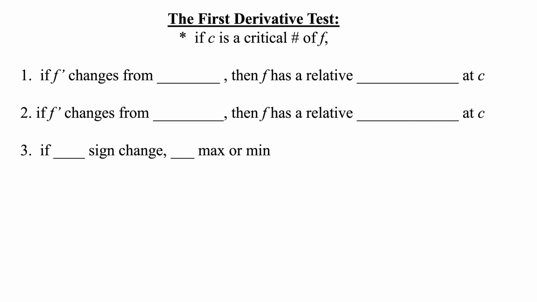All right, first derivative test. Our critical number c for f. So if f prime changes from a positive to a negative, then f has a relative max. If f prime changes from negative to positive, then f has a relative min. If there's no sign change, then there's no max or min.